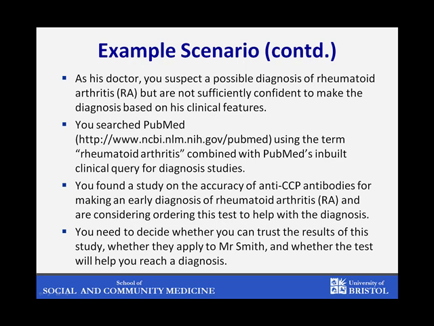So, as the clinician seeing Mr. Smith, you suspect a possible diagnosis of rheumatoid arthritis, but are not sufficiently confident based on his clinical history and signs alone. However, a quick search of the literature using PubMed highlights a paper that might actually help you decide whether the use of anti-CCP antibodies will help you make an early diagnosis of rheumatoid arthritis. So you decide to look at this data.